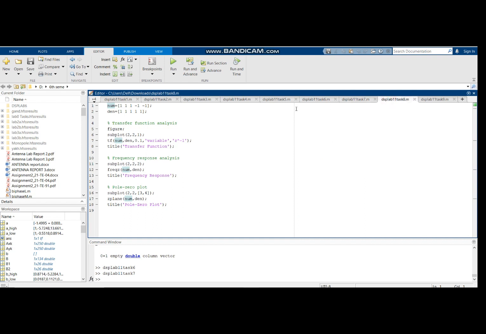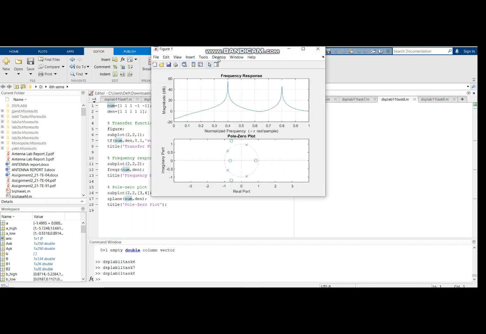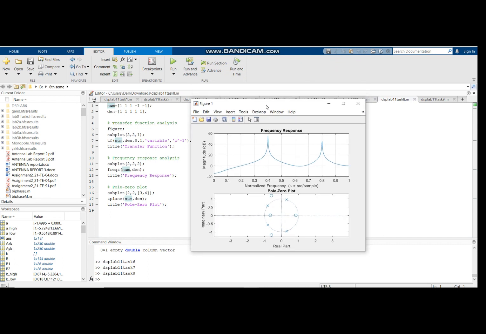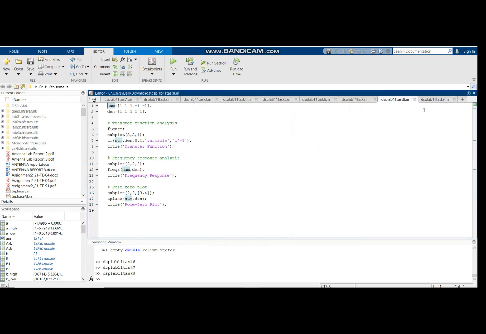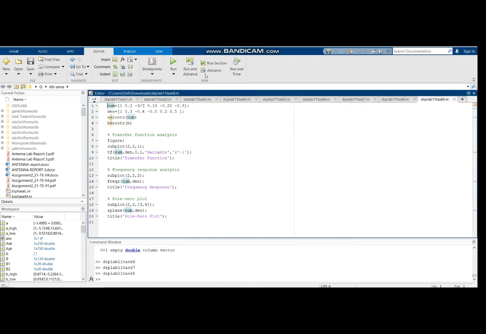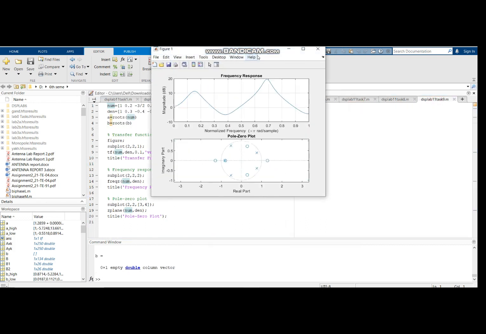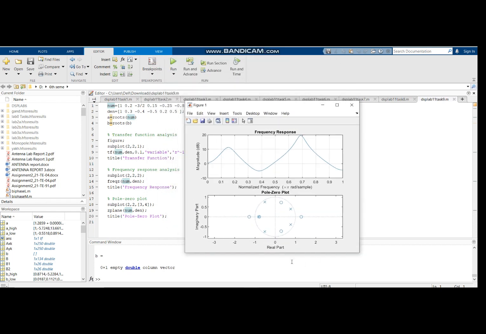Moving towards task 8, and running it yields the result of the plot as this, and here we can see that this system is also unstable because multiple poles exist on the circumference of the z-plane unit circle. Task 9 represents multiple poles and zeros inside the unit circle, where the overlapping zero and pole cancel the effect of each other.